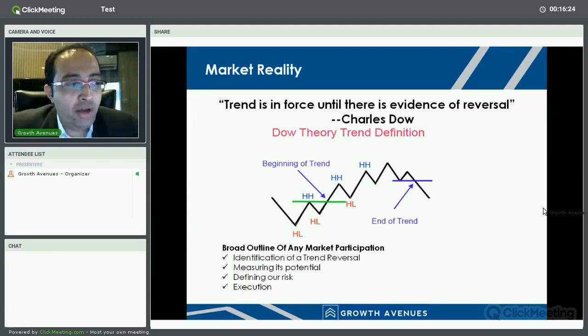Any market participation should have, A, you first identify a trend reversal. Then B, you have to measure the potential of the move. Then C, you have to define the risk. And D, ultimately, is the execution. Because sometimes you always wonder, I should have been in this stock. I had identified this much earlier.